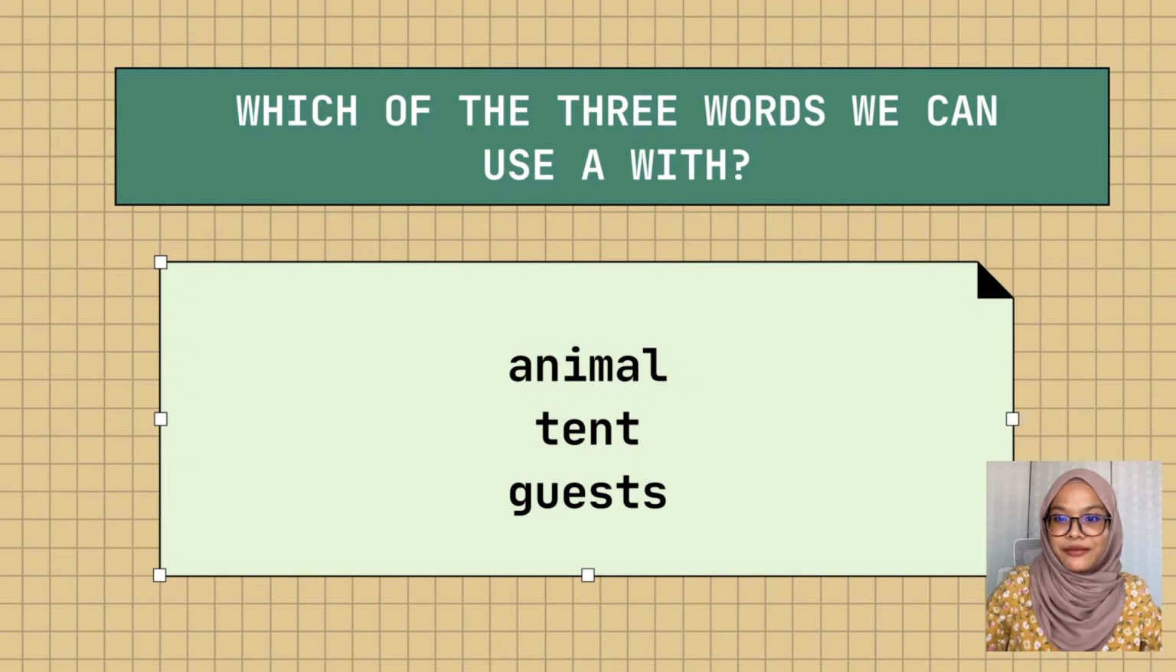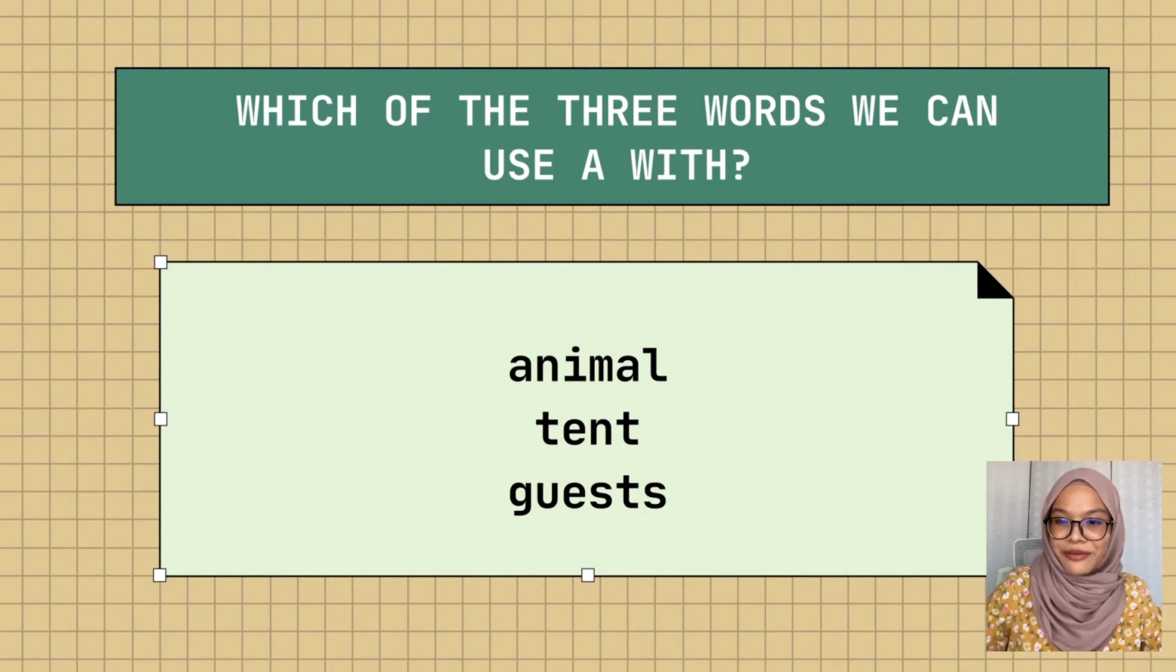Why can't we use a with the word animal? Because animal begins with a vowel sound, so we use the other indefinite article form, which is an animal. Very good. How about gas? Why can't we use a with gas? Because gas is plural. It is the plural form of gas.